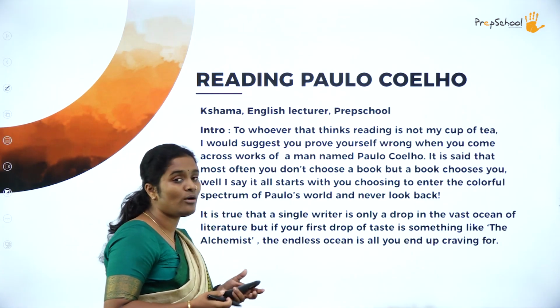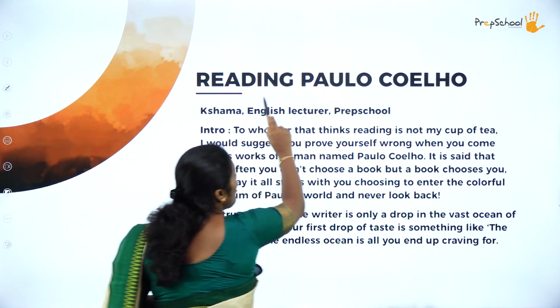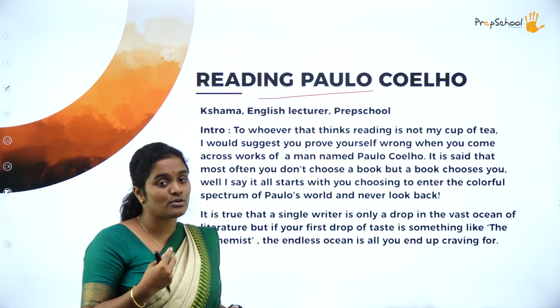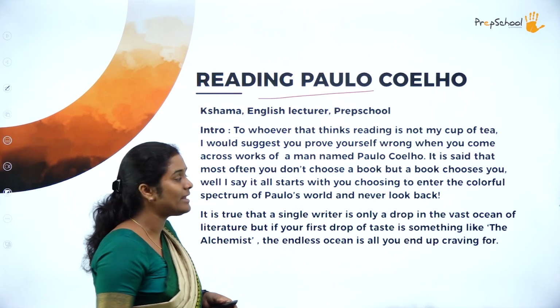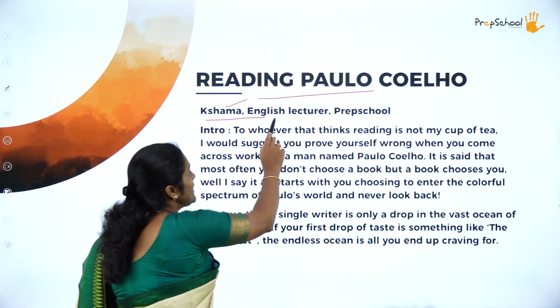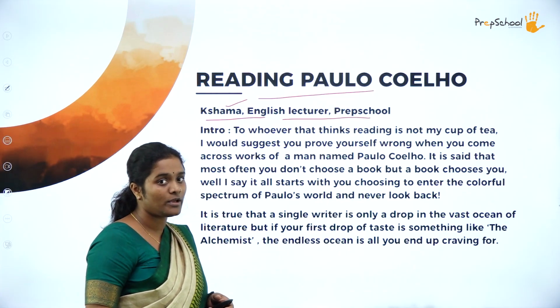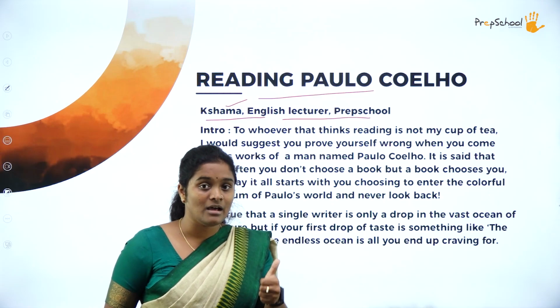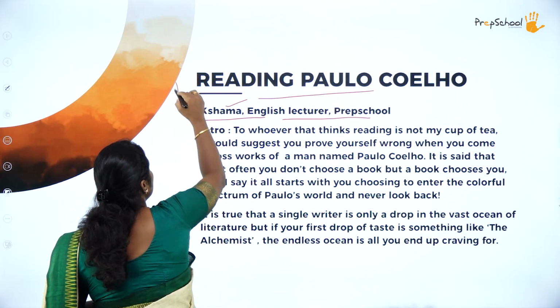So the heading of this article is Reading Paulo Coelho. That is the heading that we have given. Title is done. Let's look at a practical example, shall we? Then byline includes name and designation, as I told you. So this is my name, Kshama, English lecturer, prep school. Okay. So that is also done. So in the center, we have title, byline, A and B is over.